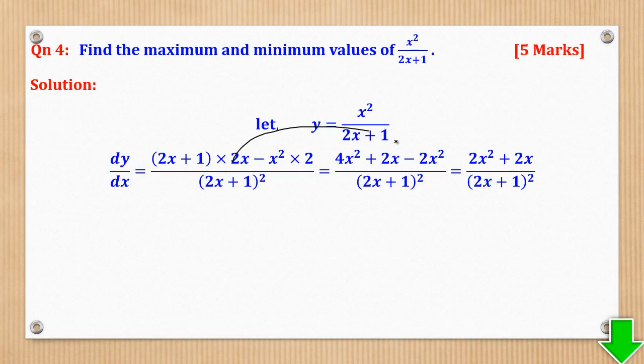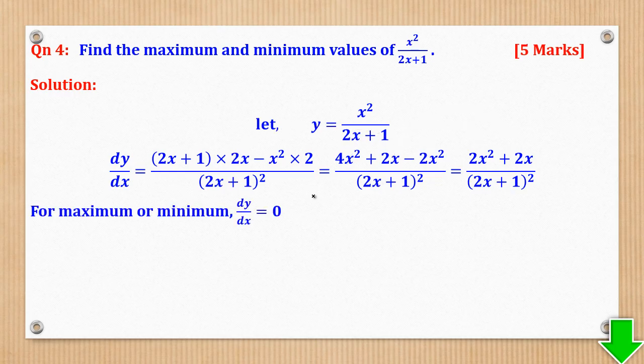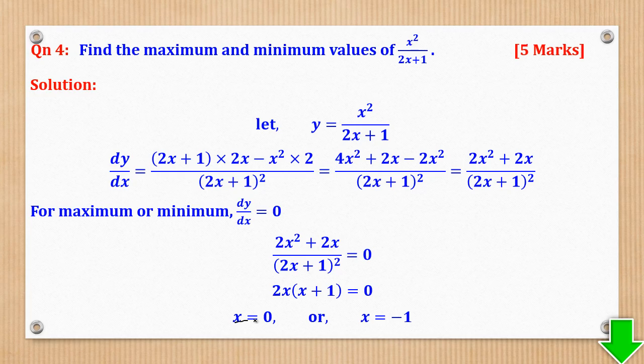After that, you open brackets to give you this. Then from here, realize this and this can reduce to give you 2x squared plus this 2x. So for maximum or minimum, the derivative is equal to 0. So it shall equal 0. Cross multiply, this goes away. You remain with only this. But here 2x is common, that's why I factorize it out. Meaning that either x is equal to 0 or x is equal to negative 1.